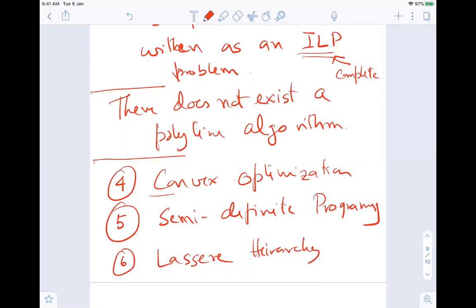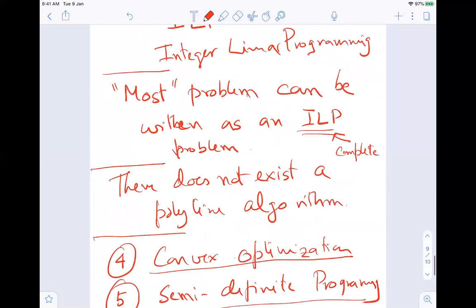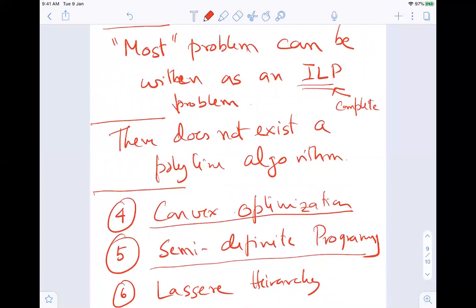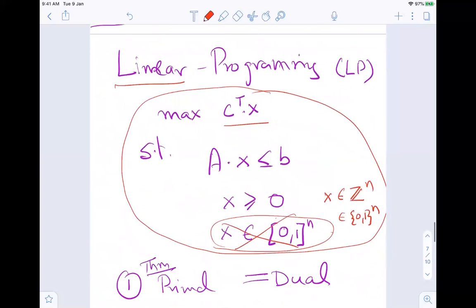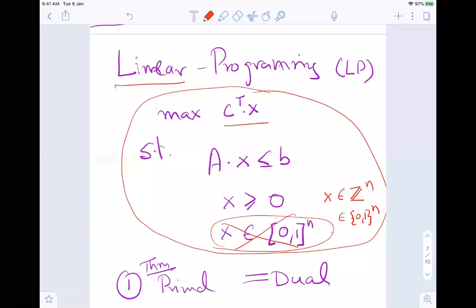Possibly convex optimization, I know, is a part of your MStat courses. SDP also you will see a little bit of in the MStat courses. Lasserre hierarchy, I don't think you will see. So basically what we have now is LP and ILP, and we will post a collection of problems that you will have to think about and write in the form of an ILP. Once you are done with that, we will take it from Tuesday onwards.